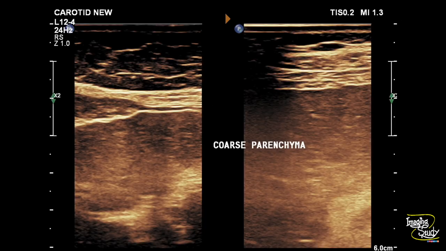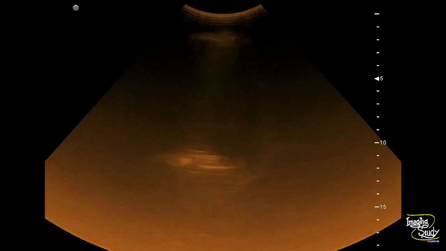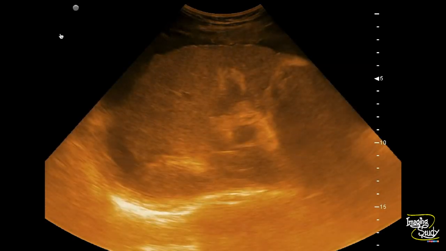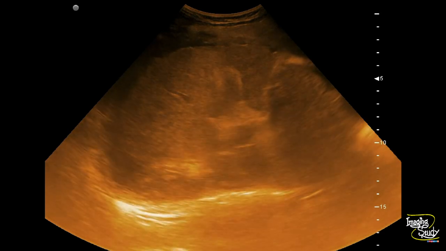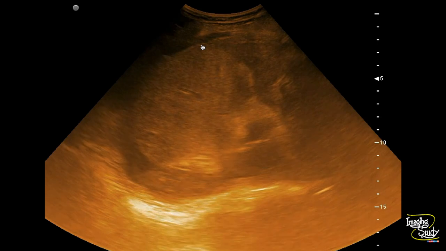When we magnified the image, you can see the coarse pattern is well visualized and the marginal irregularity, which was not well visualized on a regular image, is now well understandable. Here's again the irregular nodular hepatic border, well visualized with the linear transducer. Another case with an irregular border and heterogeneous echotexture of the liver parenchyma. The gallbladder wall is thickened and there is presence of peritoneal collection.